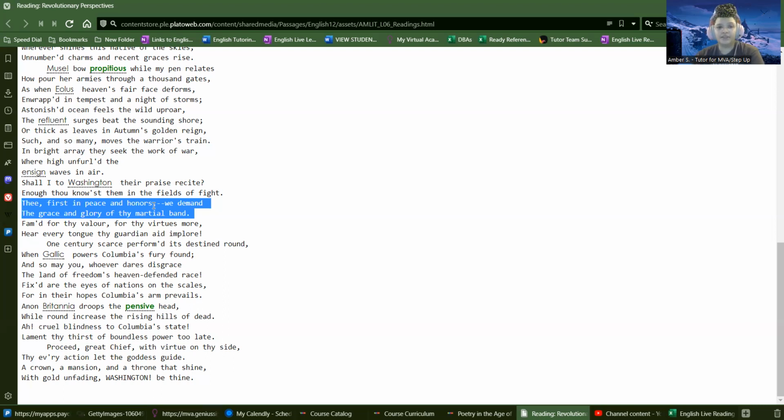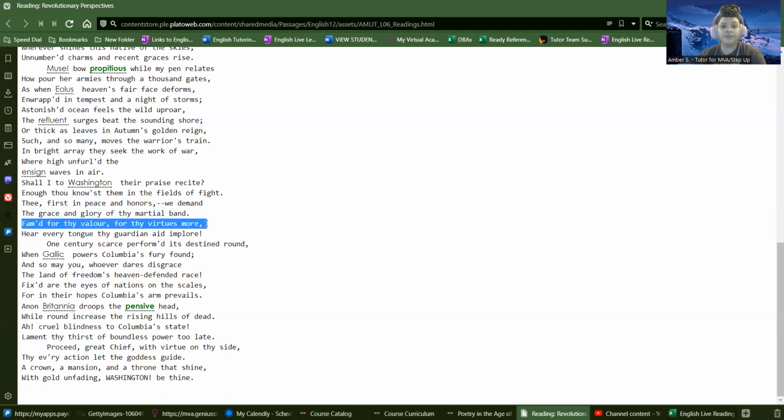And then in these two lines, thee is basically an older term for you. So she's saying you first in peace and honor. So she's addressing Washington directly. We demand the grace and glory of thy martial band. So she's saying that she is demanding the recognition. Martial just has to do with military and fighting. So the martial band, she's saying she is demanding the recognition, grace, and glory of his group of soldiers.